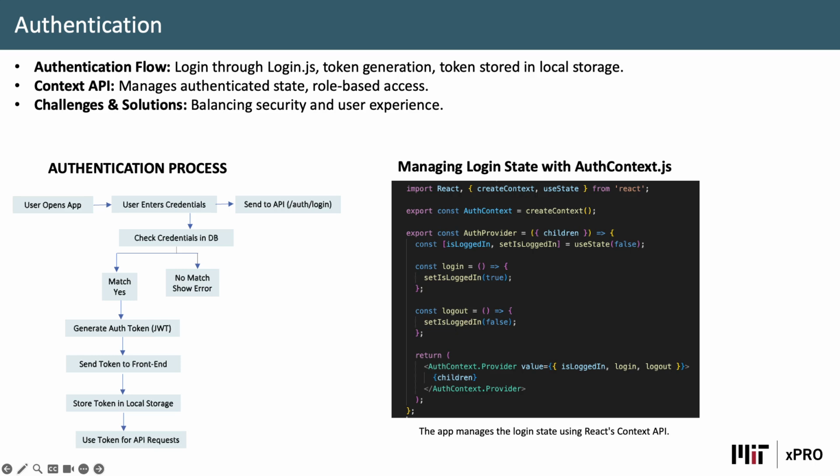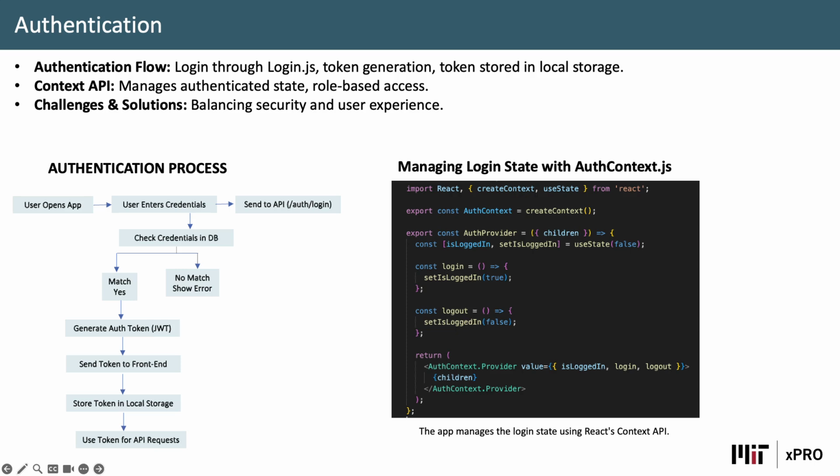And then two, role-based access control, RBAC. The app uses RBAC to manage permissions. Through the Context API, roles are defined and managed, ensuring users access the appropriate features based on their role, whether customer or employee.